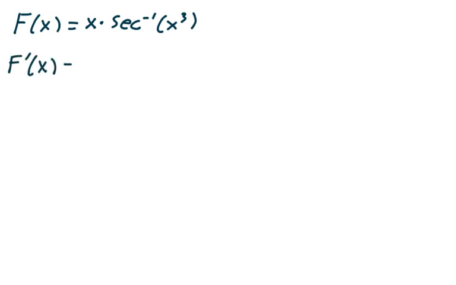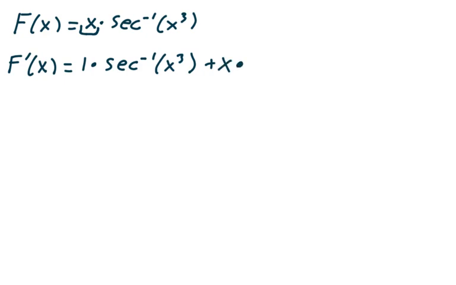Now, let's come back here. Suppose f of x is x times the inverse secant of x cubed, and I want f prime of x. So I'm going to take the derivative of the first function, which is 1, and multiply it by the second function, which is inverse secant of x cubed. I'm going to go plus, because we're dealing with a product, right? So when you do the derivative of a product rule, we have to have a plus. And then I'm going to write x times.